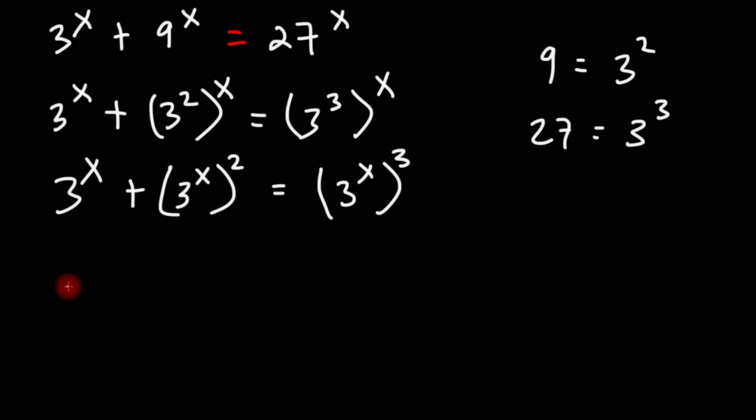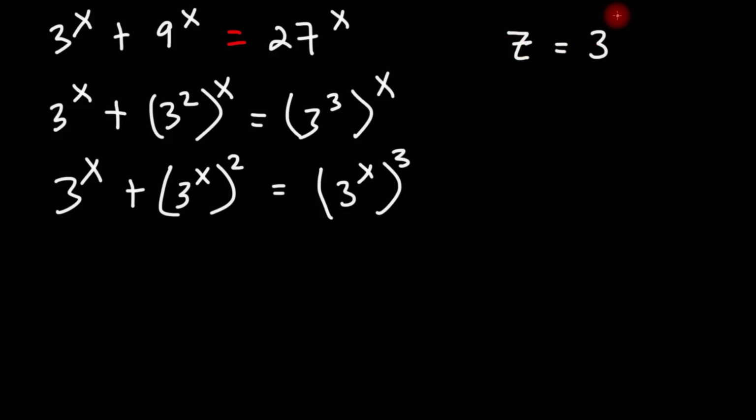Now notice that we have a common base, 3 raised to the x. What we can do at this point is a substitution. We could pick any letter, A, B, C, D, E, F, G. Let's use the last letter of the alphabet, Z. So we're going to say that Z is equal to 3 raised to the x. So now we could substitute 3 to the x with Z. So we're going to have Z plus Z squared is equal to Z to the third power.